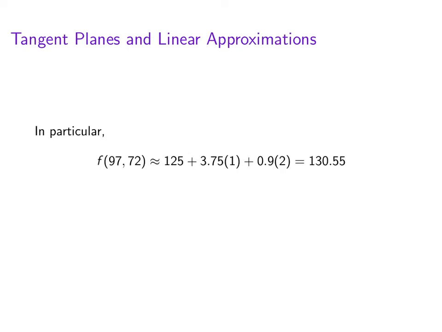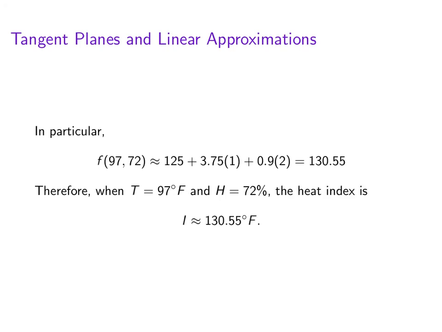So if we plug in (97, 72), then we get about 130.55. That's telling us that the heat index is approximately that at the temperature and humidity that we're interested in. So we can say that when the temperature is 97 degrees Fahrenheit and the relative humidity is 72%, the heat index is approximately 130.55. Okay, that's all for now.